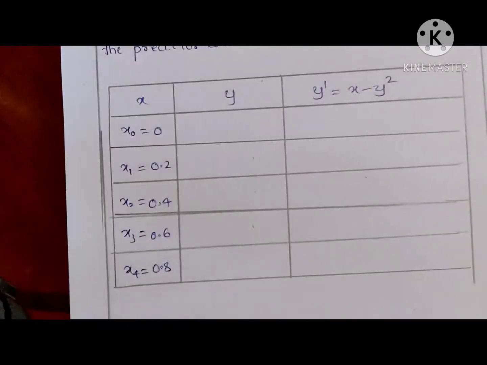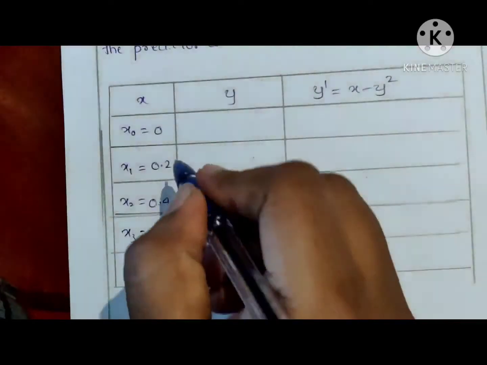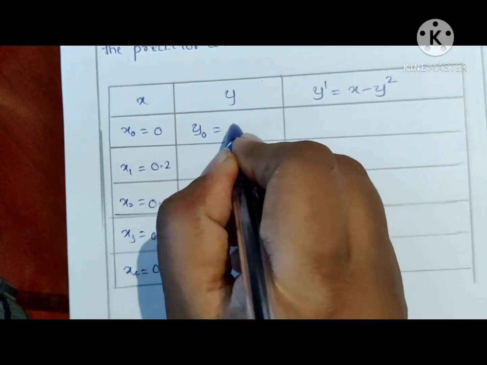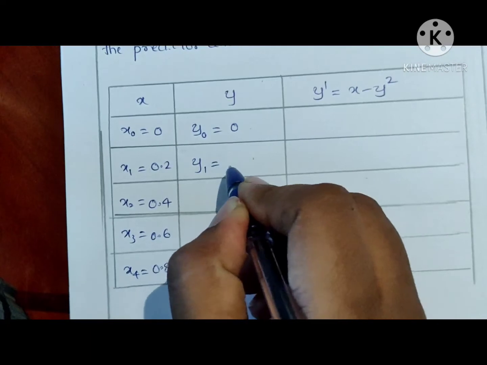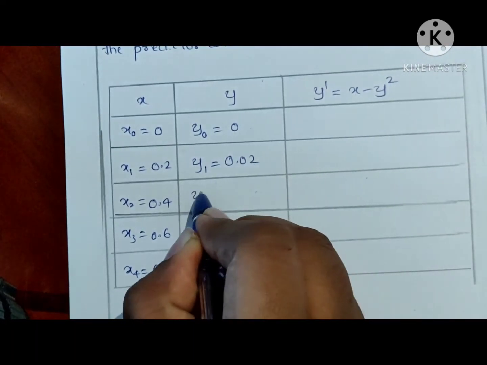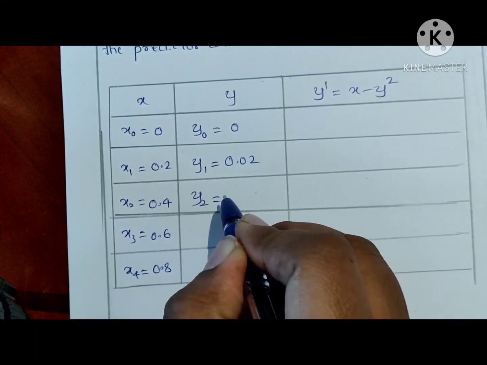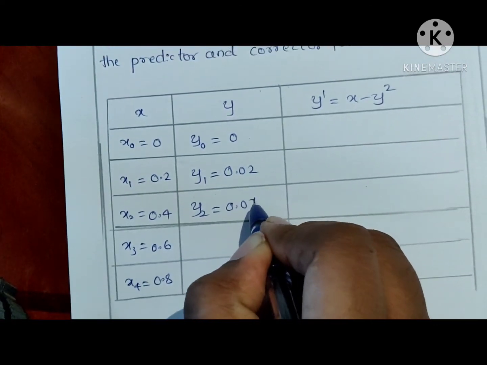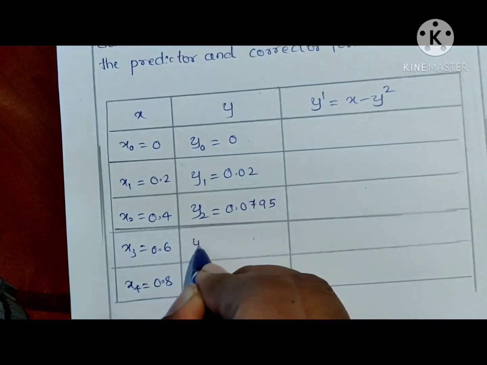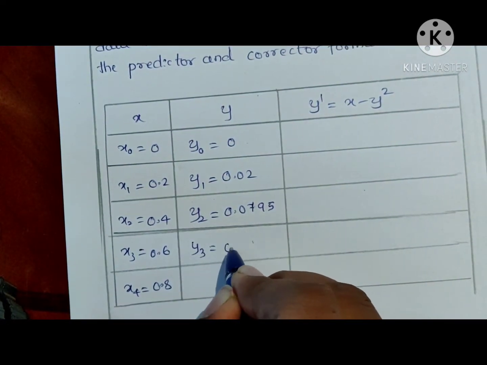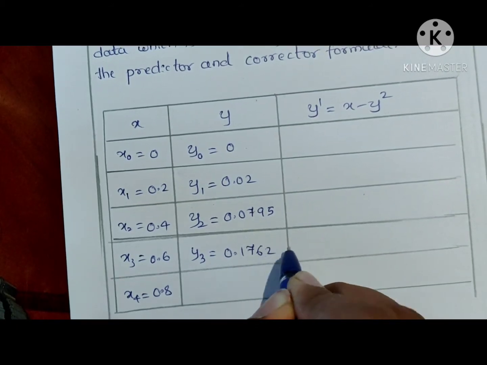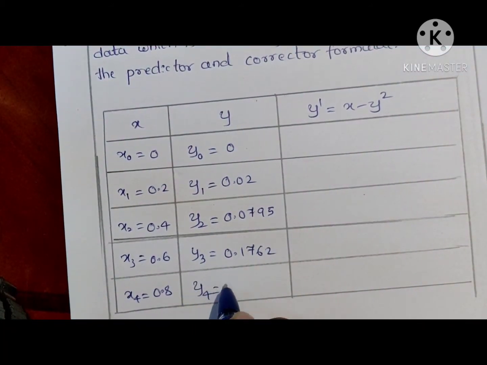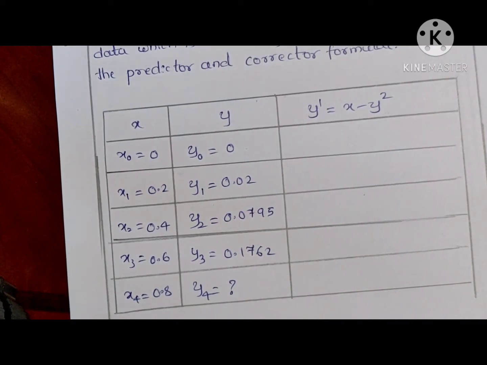So y0 is 0, y1 is 0.02, y2 is 0.0795, y3 is 0.1762. Our aim is to find y4. Now this is the given data.